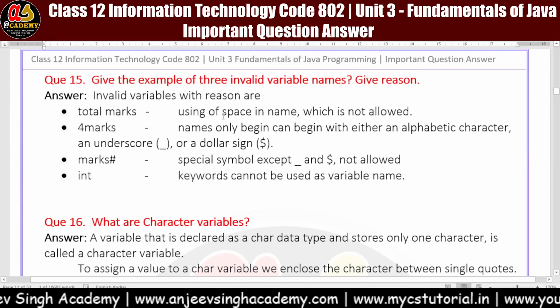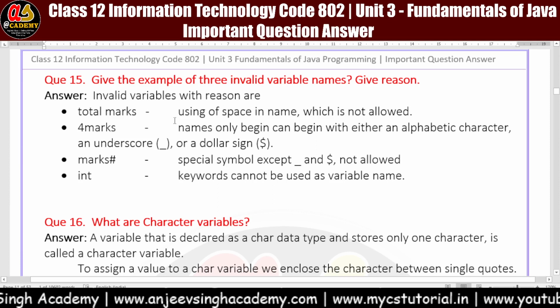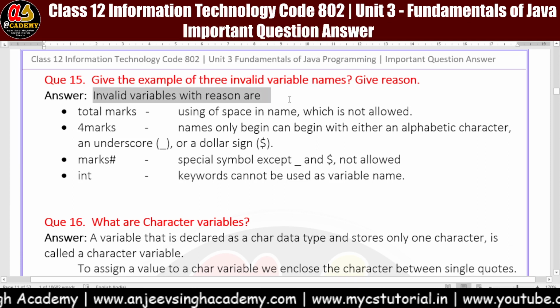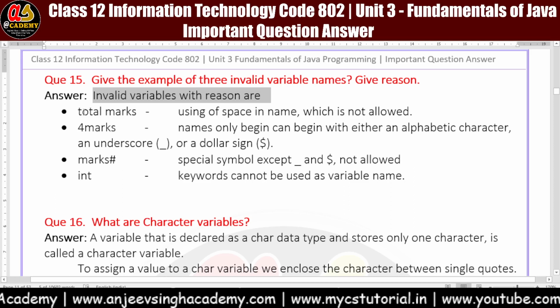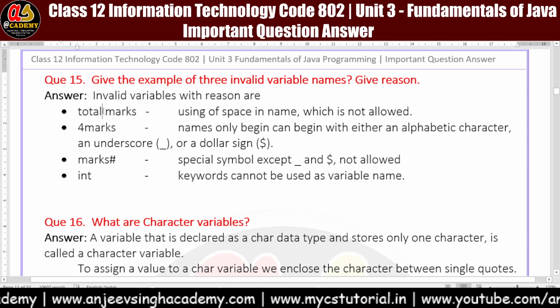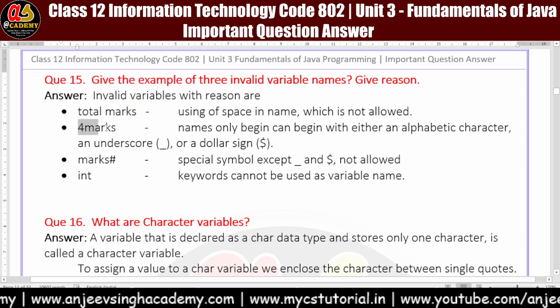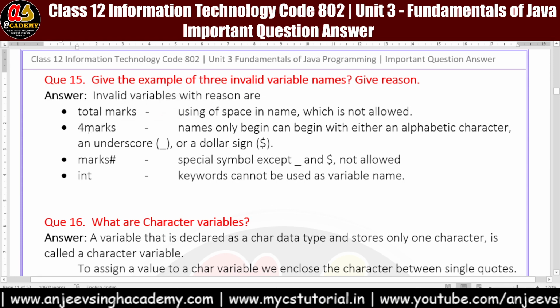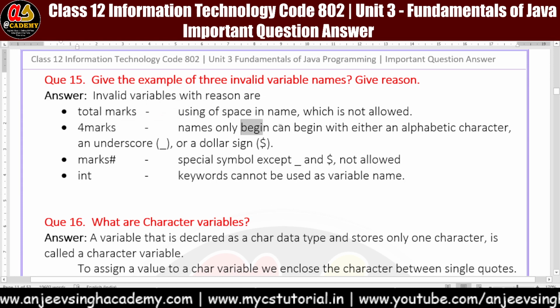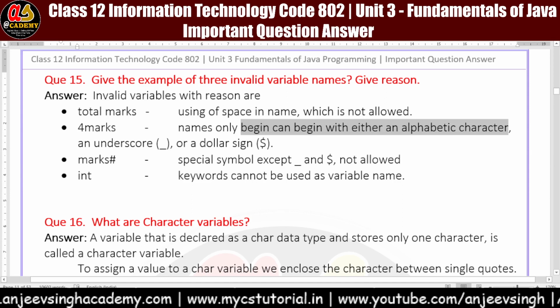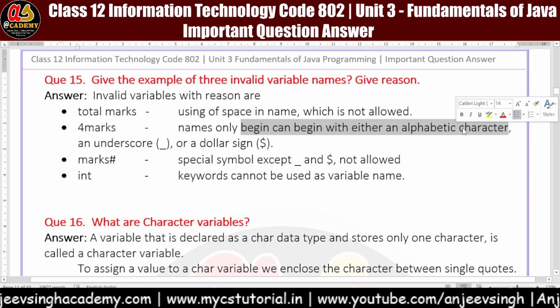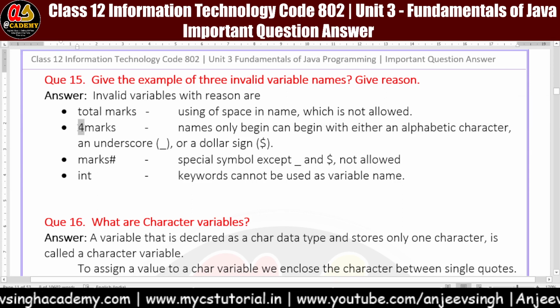Question number 15. Give the example of 3 invalid variable names and give the reason. There are lots of invalid ones. Total marks with a space: why is it invalid? Because I have given a space here. 4marks: why is it invalid? Because it starts with a digit. We all know the name of a variable can only begin with an alphabetic character, underscore, or dollar sign. You can't start with a digit.